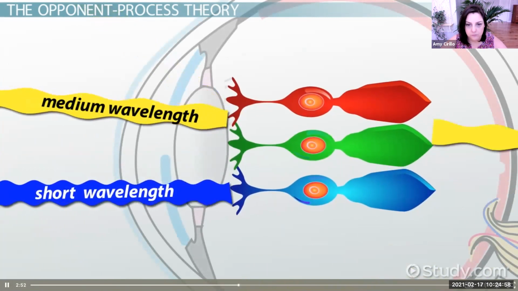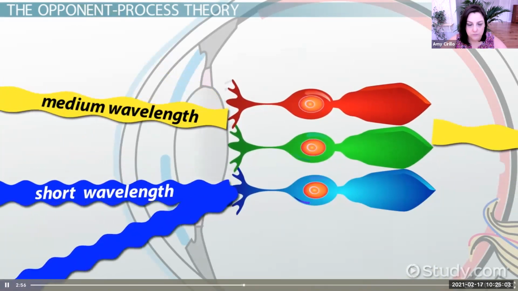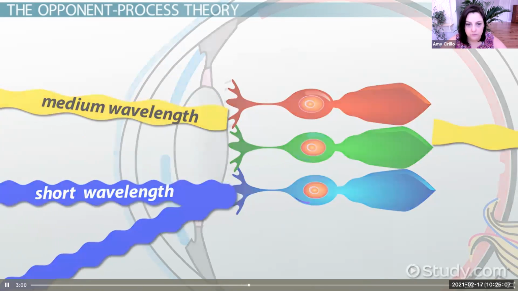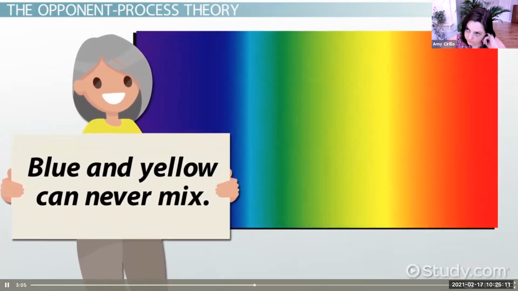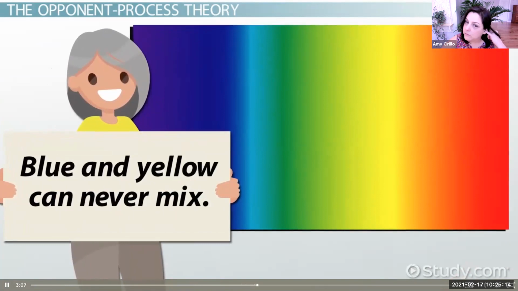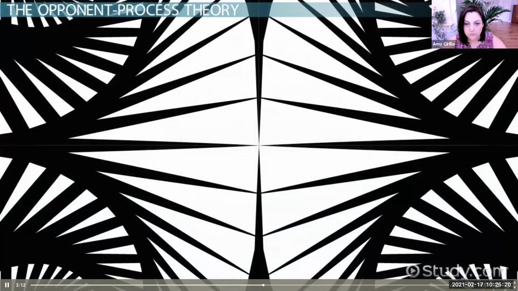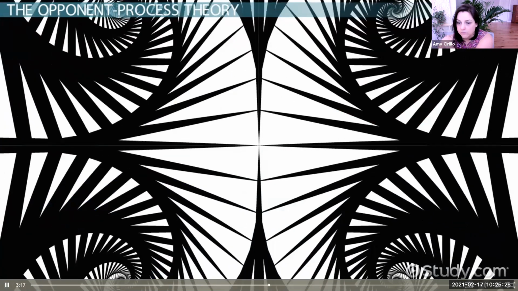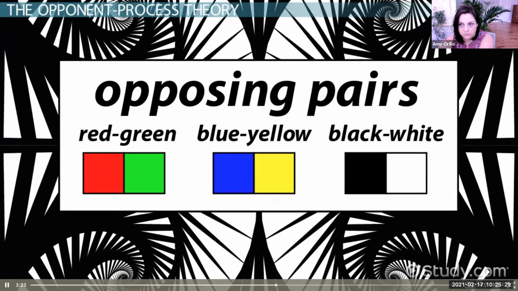However, when the blue cone is inactive, the red and green cones can receive yellow light, which has a medium-long wavelength, and transmit that signal. But the minute blue comes back on, this is inhibited. You can only see blue or yellow in a single spot. They can be next to each other, but not overlapping or mixing. In a similar way, the balance of signals between all three cones produces the colors of black or white, but never both simultaneously. Thus, our three opposing pairs are red, green, blue, yellow, and black, white.